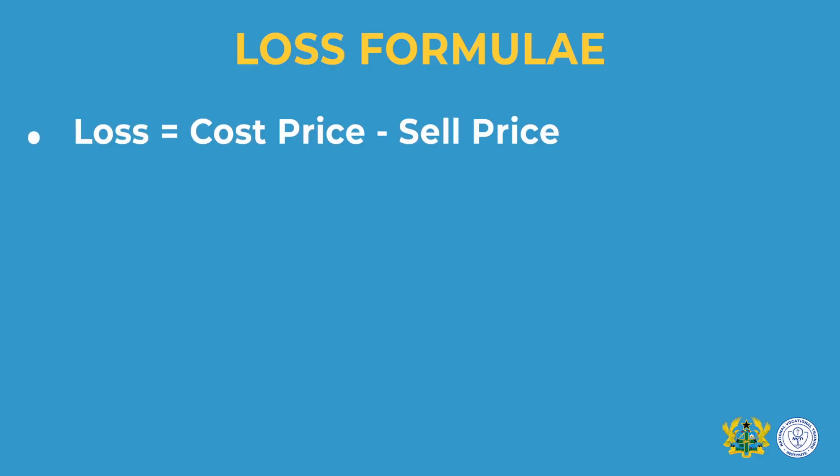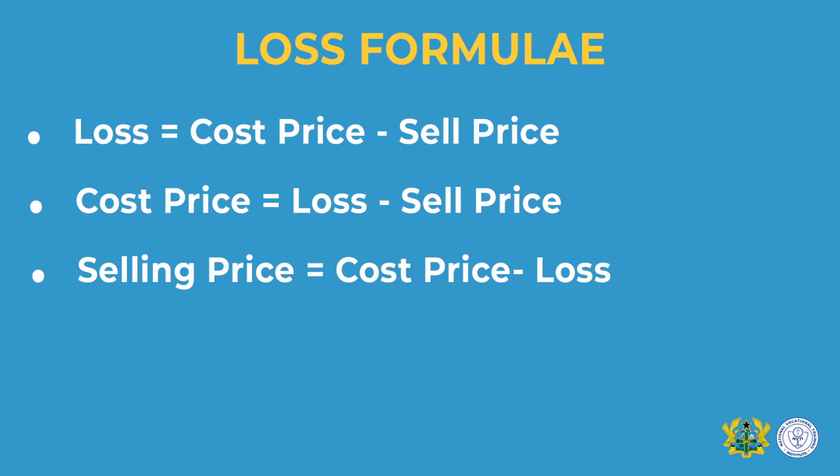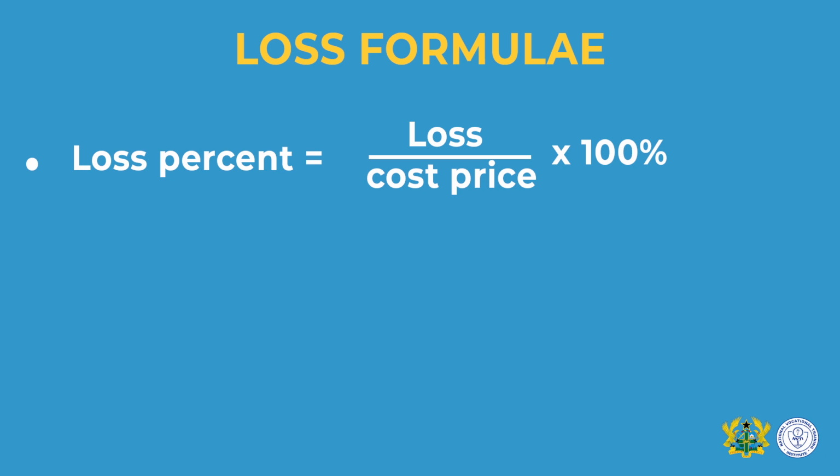So with these two terms, the formula for loss will be equal to, as you can see on the screen, cost price minus selling price. With this relation, we can also deduce the cost price formula from it, as can be seen on the screen: loss plus selling price. We can also deduce selling price from that same formula, and that will give us cost price minus loss.